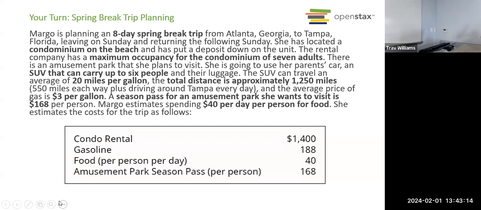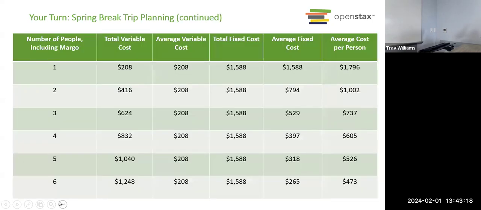And you add the condo rental, which is the same regardless of how many people are going. So those are going to be fixed costs. We see that those stay the same regardless of how many people are on the trip. But the average fixed cost goes down depending on the number of people, right? And what was that formula to calculate the average fixed cost or the fixed cost per unit? How do you calculate it?